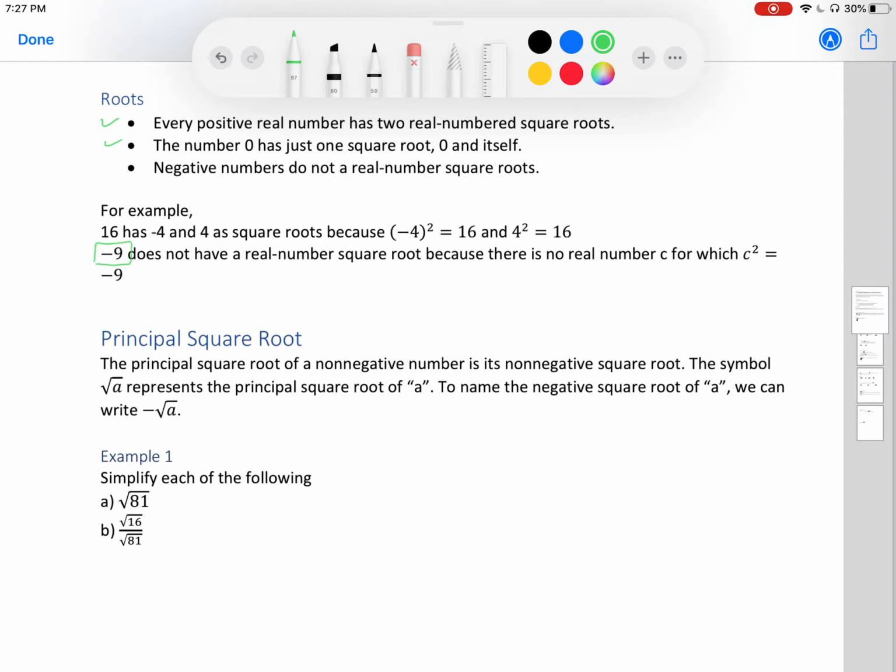Negative 9 does not have a real number square root, because there's no real number c for which c squared is negative 9. A negative number cannot be produced by multiplying a real number by itself twice. The symbol square root of a represents the principal square root of a, the non-negative root. To get the negative root, we can write a negative on the outside, so negative square root of a.